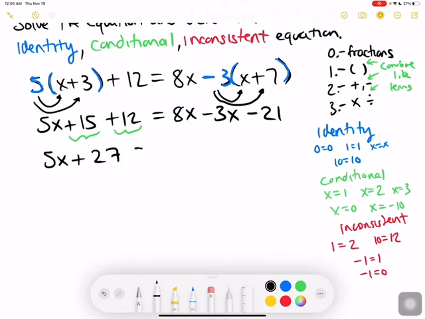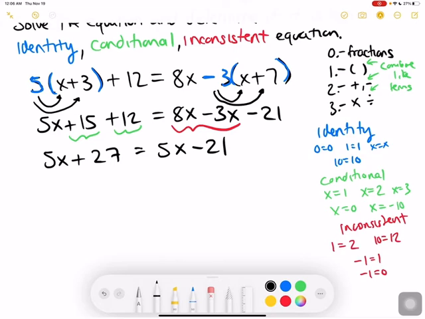Okay, and on the right side of the equation, variables that have the same exponent can be combined by regular mathematical operations of the coefficients, the big numbers. So 8 minus 3, that's going to be 5. x, you've got to keep that variable in there, minus 21.